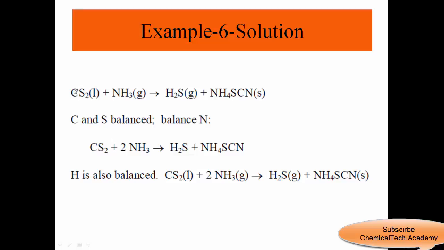So let's start with carbon. Carbon, here we have 1, and on the right hand side we have 1. S, we have 2, here we have 1 plus 1. So these two are balanced. Let's check the number of nitrogen. Here we have 1, and on the right hand side we have 2. Hydrogen, here we have 4, here we have 2, so 6, and here we have 3. So we need to place 2 in front of ammonia to balance the equation. So as you see here, the whole equation is balanced.